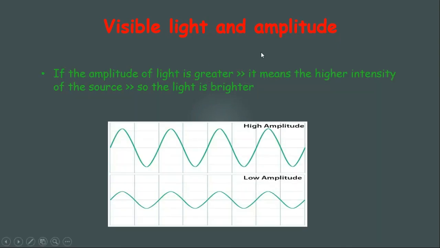Visible light and amplitude. Do you remember the meaning of amplitude? It's the height of the wave. Look at this wave and look at this wave. They don't have the same height. This one has high amplitude, this one has low amplitude. So if a light has high amplitude, it means that the source of light has high intensity. So high intensity gives high amplitude, so this light is brighter. Okay, so this wave means that the light here is brighter than the light of this wave.